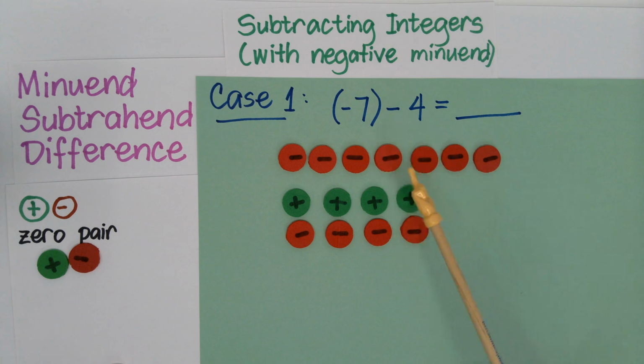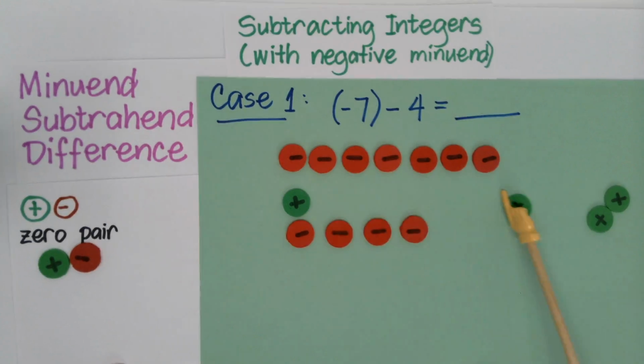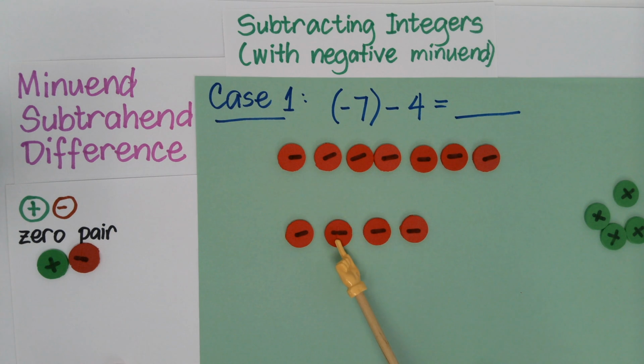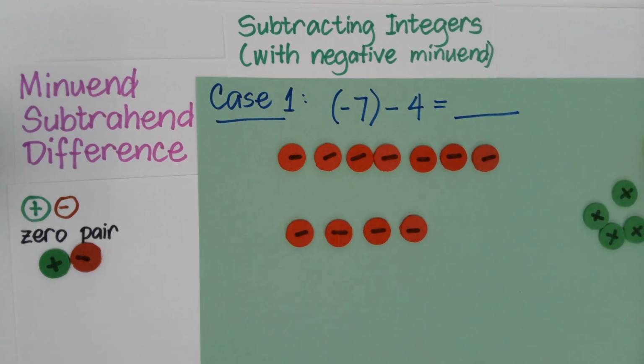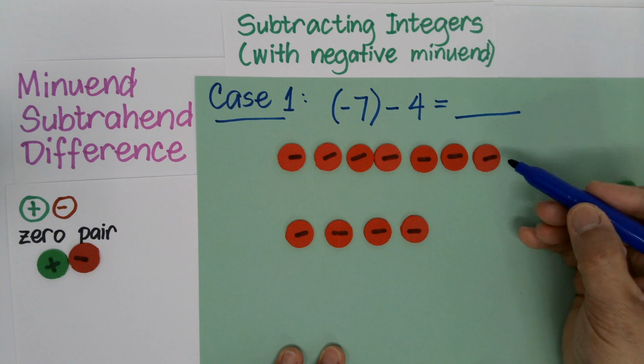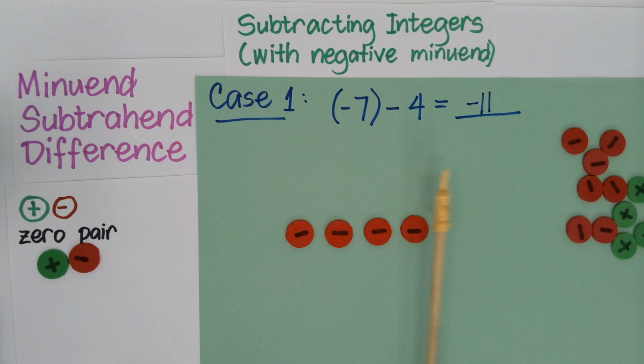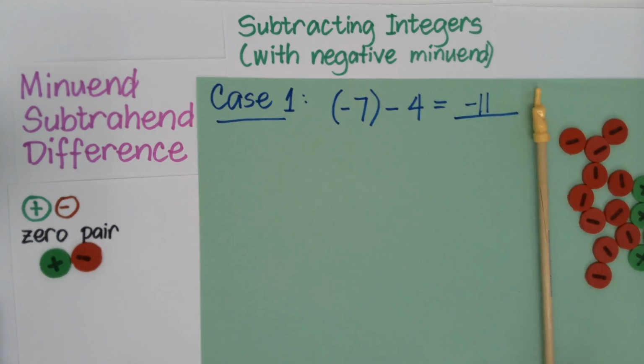Okay, so now that we have our representation and we have 4 positive discs, we can now take away 4 positive discs. So that's 1, 2, 3, 4. And that leaves all these negative discs here. Let's count how many there are. 1, 2, 3, 4, 5, 6, 7, 8, 9, 10, 11. So, negative 7 minus positive 4 is negative 11. Okay, so that's the concrete way of illustrating how we got the difference of negative 7 and positive 4.